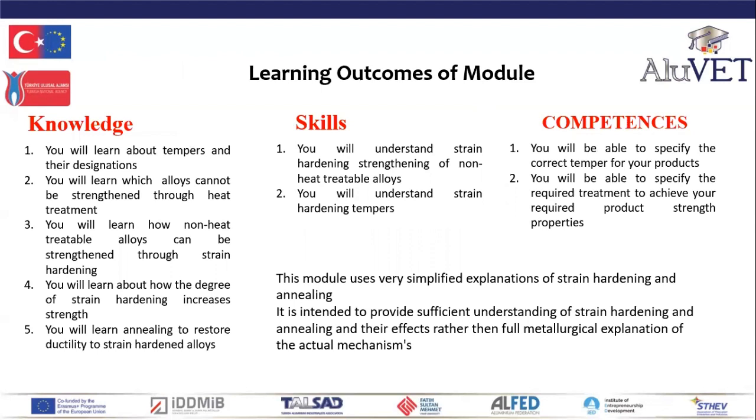This module will explain what tempers are and their designations, and which alloys cannot be strengthened through heat treatment. You will learn how non-heat treatable alloys can be strengthened through strain hardening, and about how the degree of strain hardening increases strength. Finally, you will learn about how annealing restores ductility to strain hardened alloys. Having completed this, you will be able to specify the correct temper and the required treatment to achieve your required product strength properties.